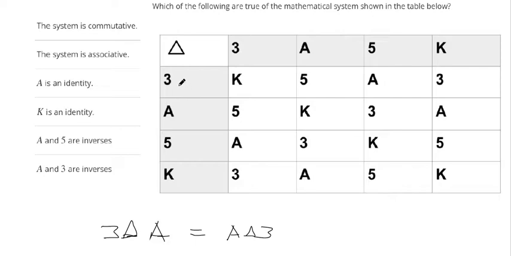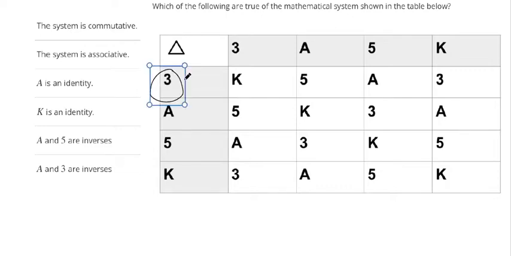So if you start with 3 and you match it up with A, that gives us 5 for a result. So 3 in the row, A on the column gives us 5. Now let's switch that. Let's do 3 on the column, A on the row. If you switch those up, you also get 5. So far it looks like it's commutative. But for it to be commutative, we'd have to check every single pair. So we've got that 3 and A are commutative.